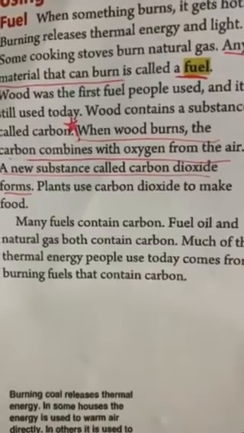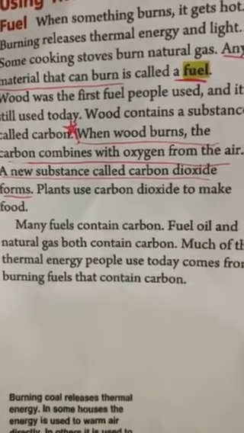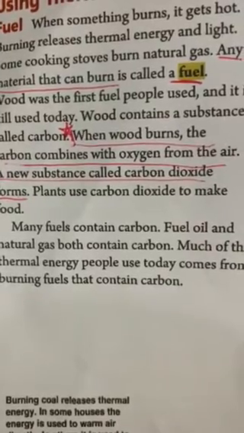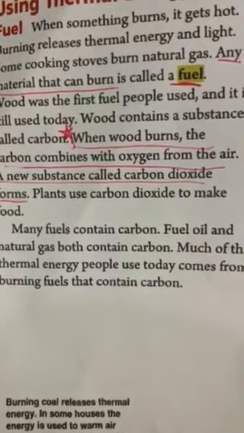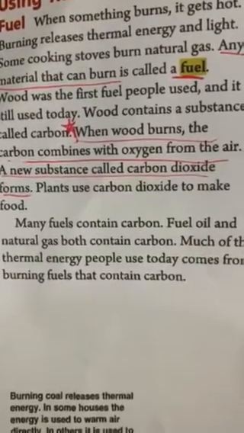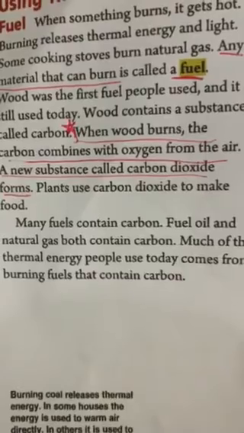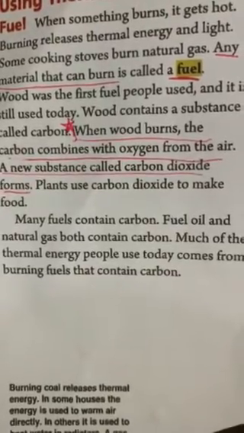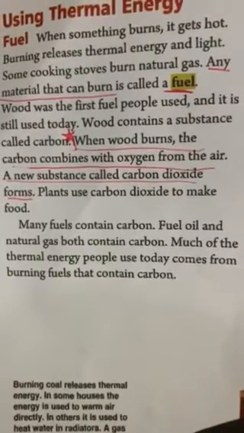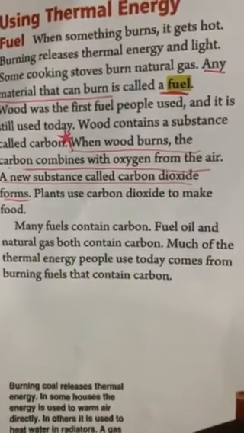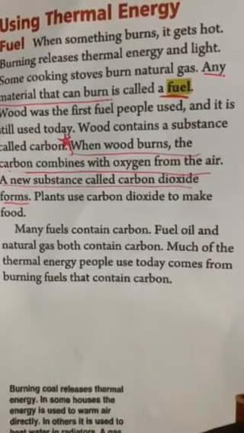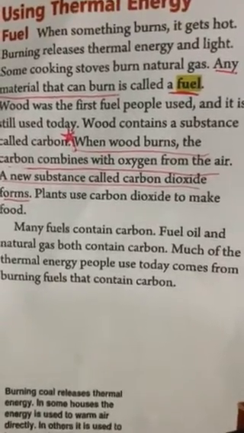Plants use carbon dioxide to make food. As we learned before, plants during the photosynthesis process use carbon dioxide to make their own food. Many fuels contain carbon, fuel oil and natural gas. Both contain carbon. Much of the thermal energy people use today comes from what? Comes from burning fuels that contain carbon.